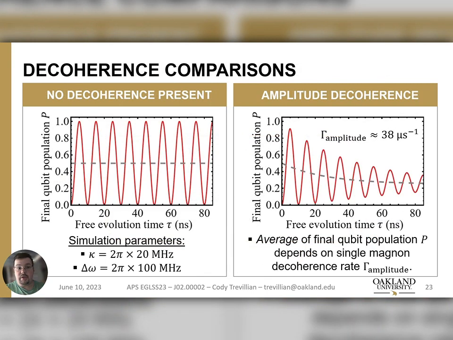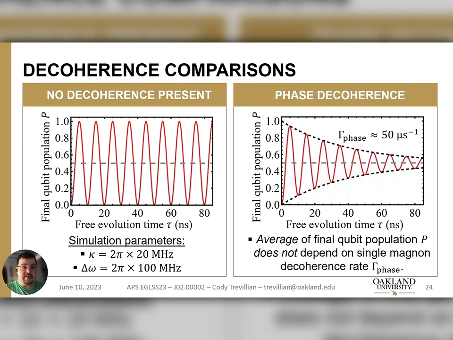So the interference patterns generated by changing the free evolution time turn out to be a lot more interesting. So we'll look at those, and we can clearly see that for amplitude decoherence, the average of the final qubit population changes as we vary the evolution time. This means that we can recover the decoherence rate from the average by some sort of curve fitting.